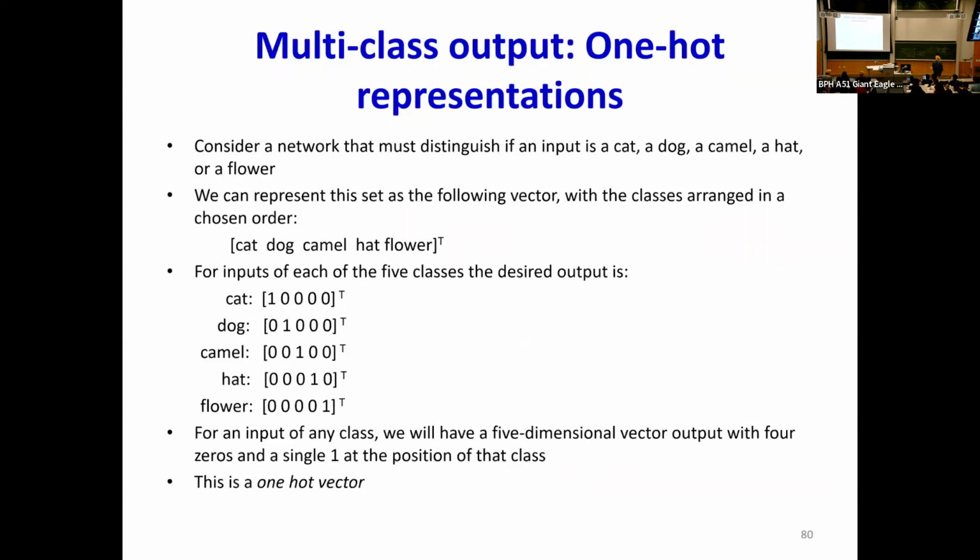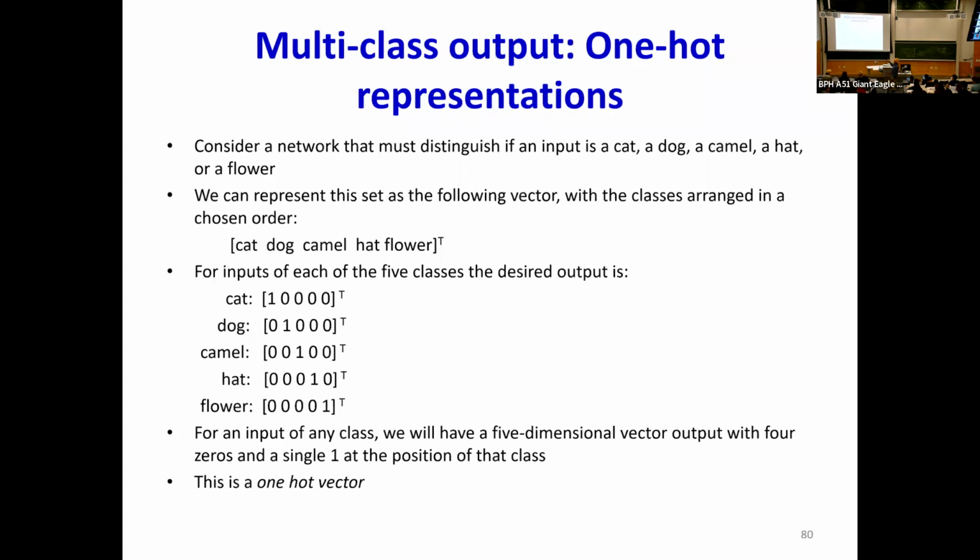Now, suppose I have multi-class outputs. So suppose I'm still performing classification, but the network must decide if it's a cat, a dog, a camel, a hat, or a flower. Now, how do you convert cats, dogs, camels, hats, and flowers to numbers? The way you do it is you come up with a canonical order. You say maybe it's not quite alphabetical. Cat comes first, dog comes second, camel comes third, hat comes fourth, flower comes fifth. This is a canonical order that you decide on your own.